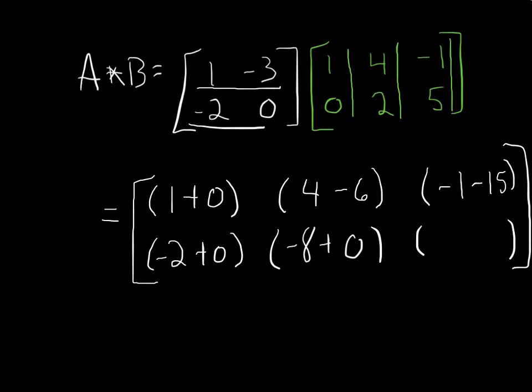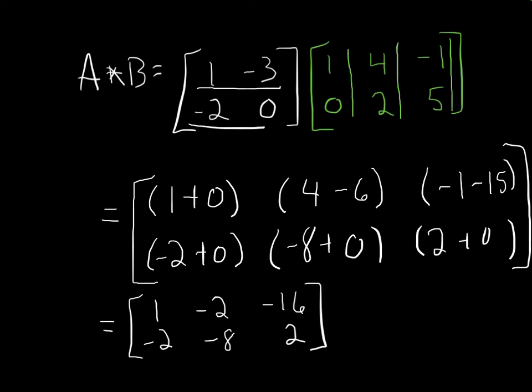And then I'm ready for the next one. Negative 2 times negative 1 is a positive 2. And then 0 times 5 is 0. Now all I do is add the terms up inside the parentheses. So I get 1, negative 2, negative 16 in the first row, and negative 2, negative 8, positive 2 in the second. And there is matrix multiplication.